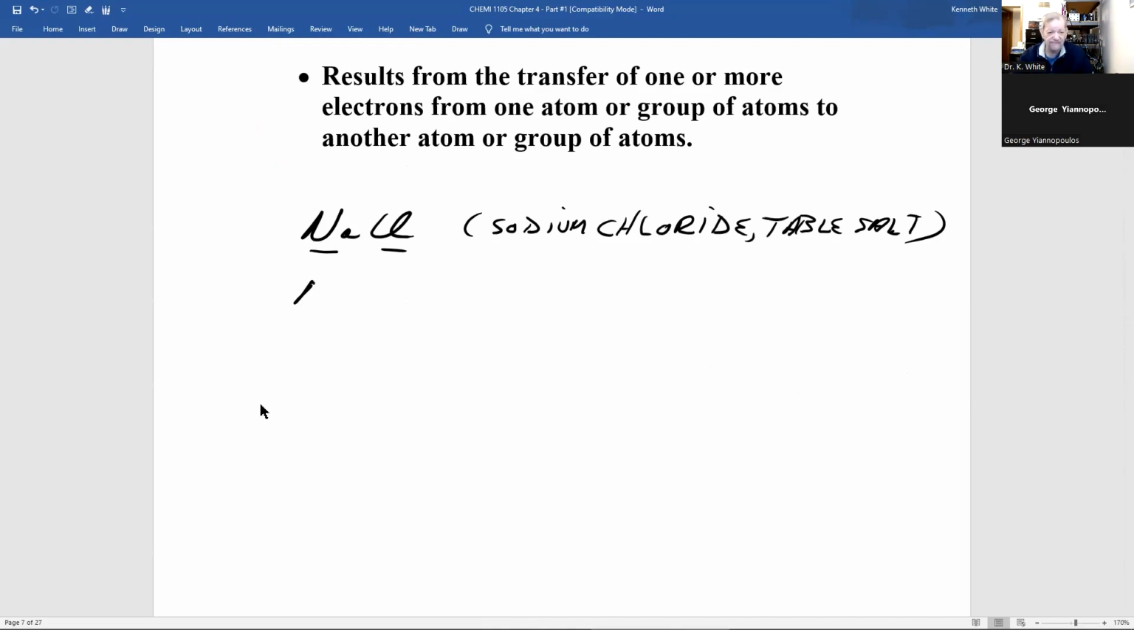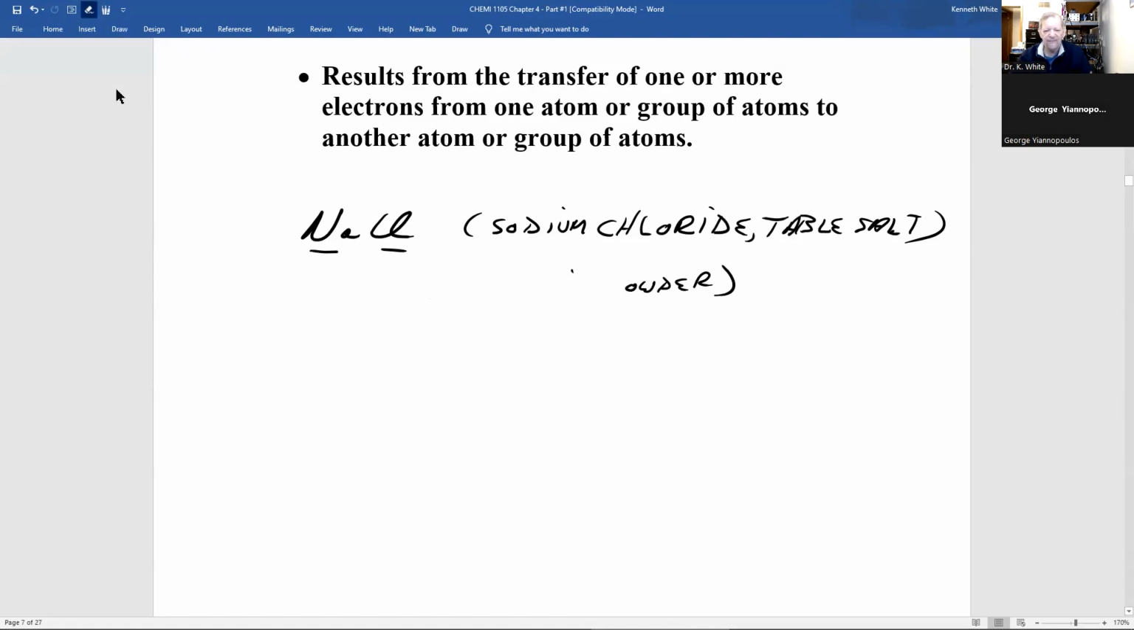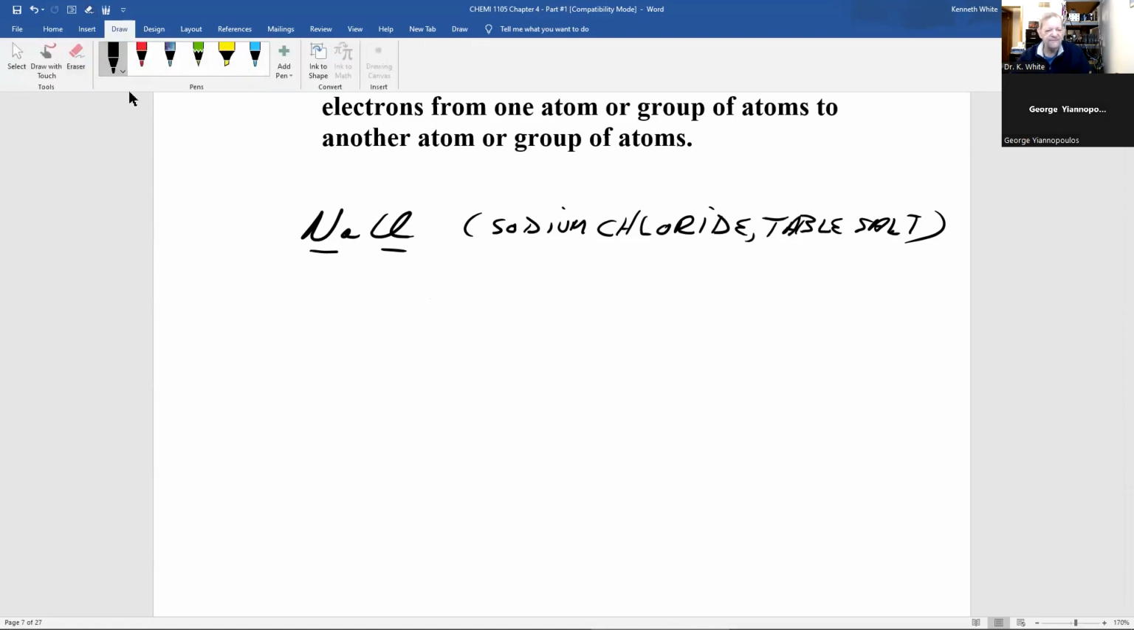Another one, baking powder. The sodium, hydrogen, and carbon and oxygen. Well, let me do a different one. I'll leave that. Now I should do a different one because that also has a combination of both ionic and covalent. I've got one.